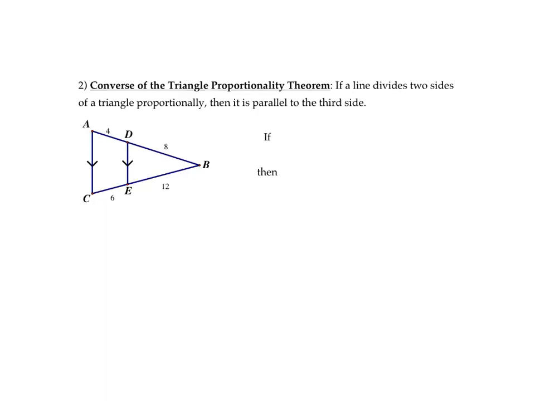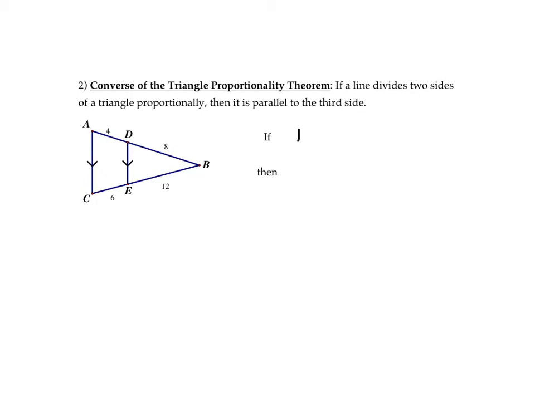So the converse of the triangle proportionality theorem says, if a line divides two sides of a triangle proportionally, then it is parallel to the third side. So we'd use this to prove whether or not AC and DE are parallel. I know they're marked parallel in the picture, but we're trying to prove that they're parallel.